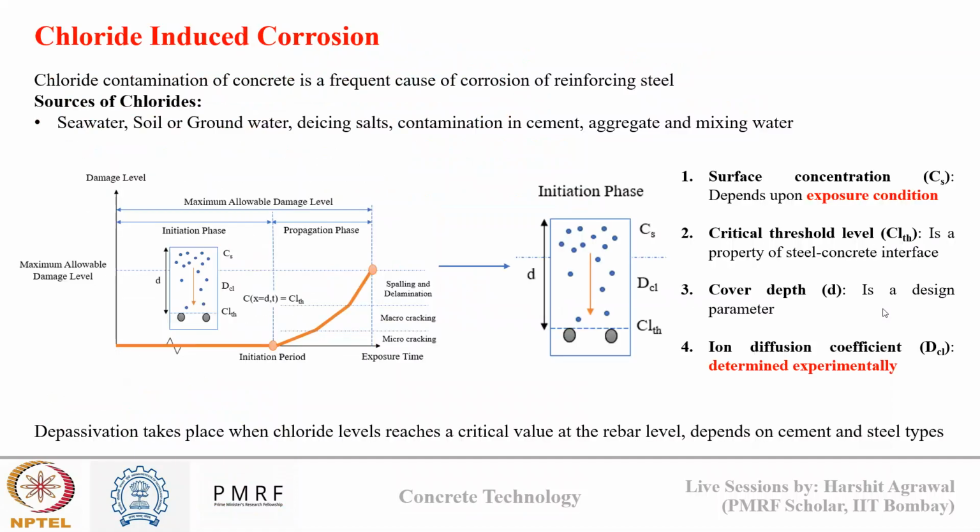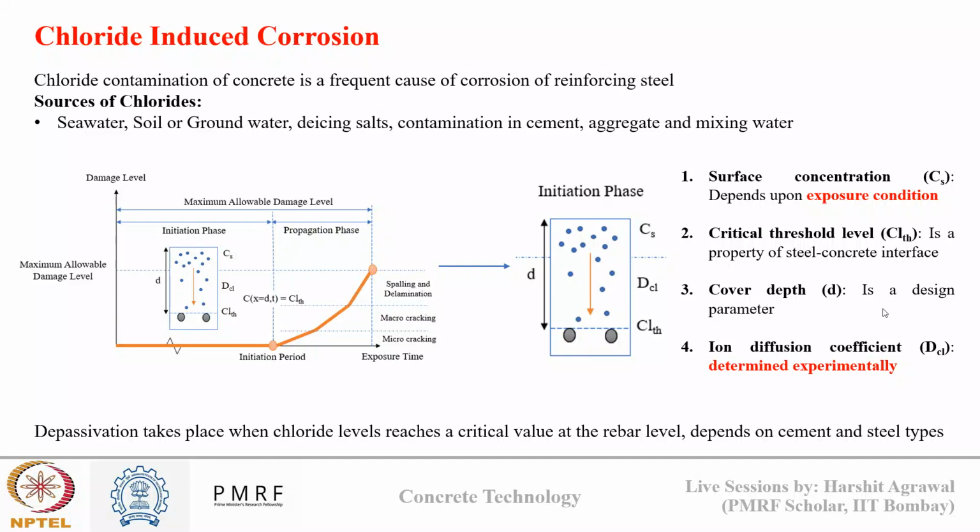Last week we continued to discuss corrosion in reinforced concrete structures. We discussed chloride induced corrosion, what the sources of chloride ions are for ingress through concrete cover, how chloride ion moves through concrete cover, the initiation phase, and how it is detected by different parameters like surface chloride concentration, cover depth, critical chloride concentration, and diffusion coefficient.